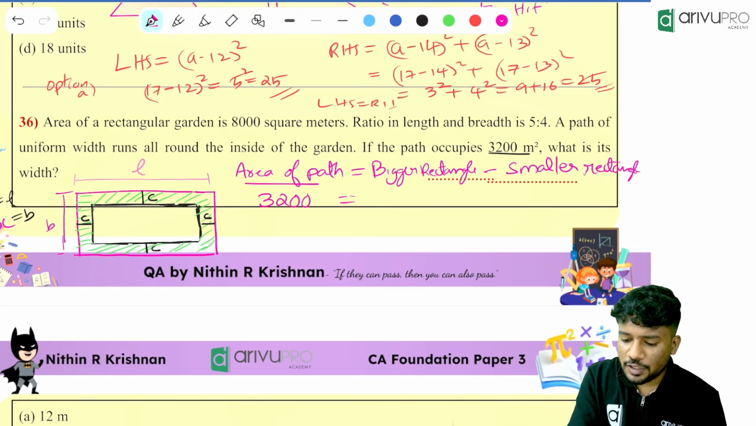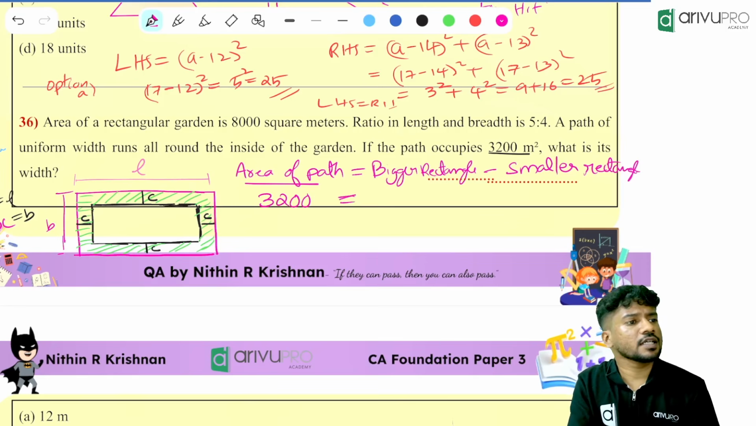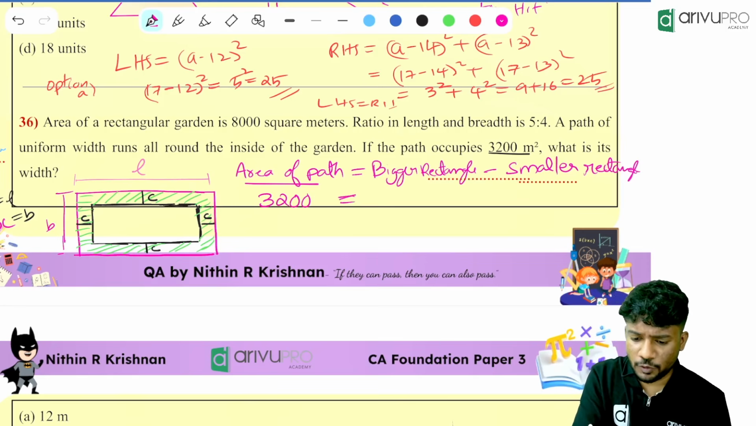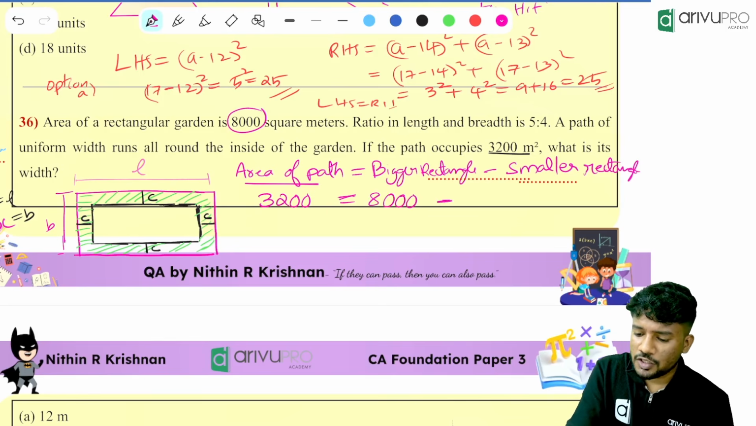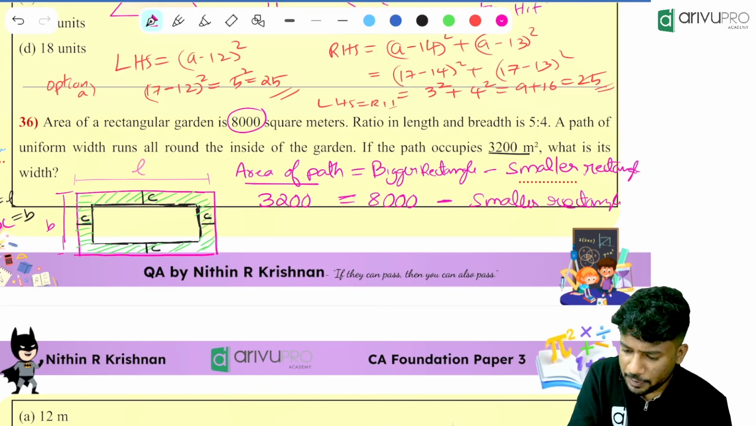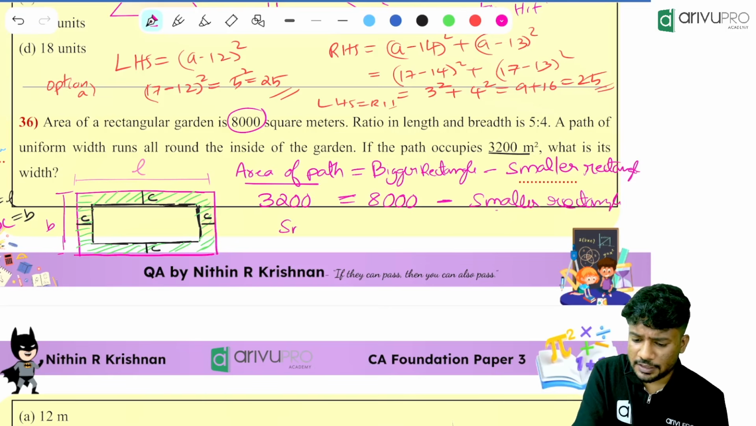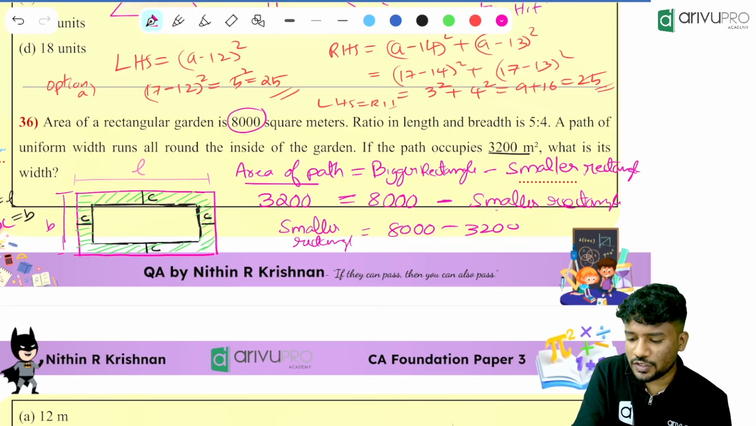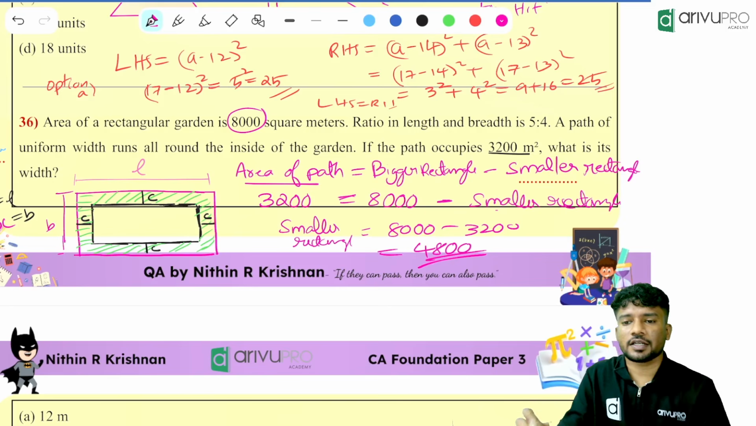Now, can anyone tell me what is the area of the bigger rectangle? Bigger rectangle area is also given in the question. That is 8000 minus smaller rectangle area. We don't know the smaller rectangle area. Smaller rectangle area is equal to 8000 minus 3200, which is equal to how much, people? 4800 is the smaller rectangle area.